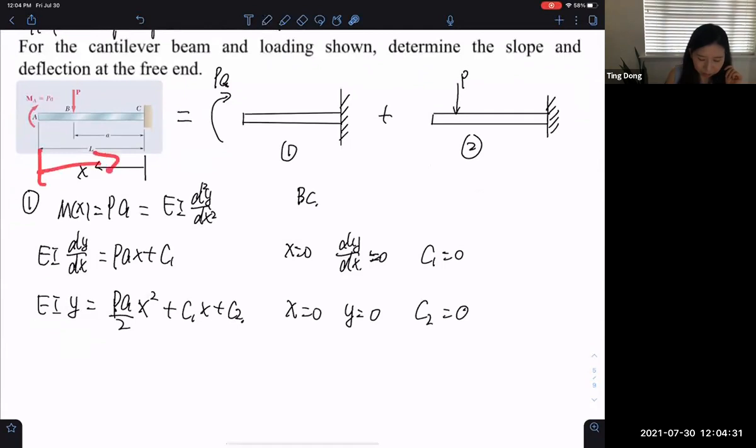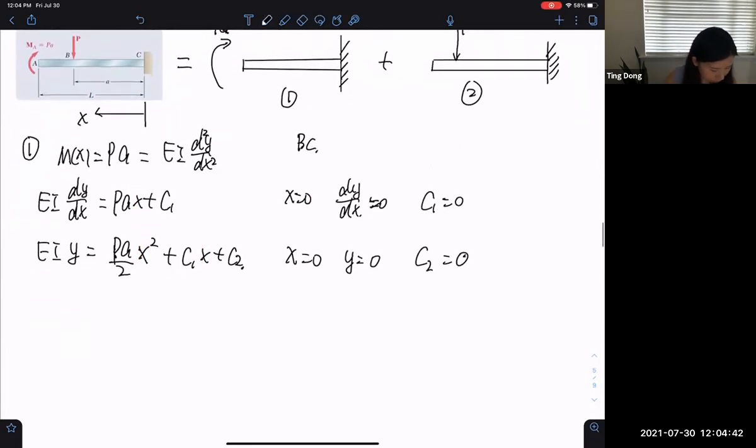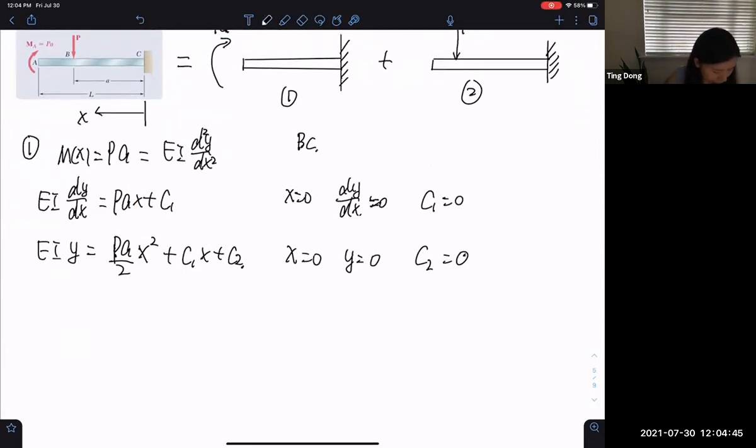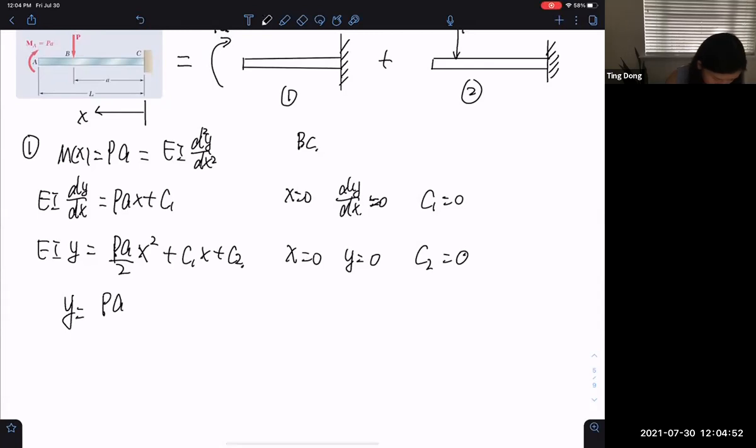Imagine that if you put the x in the other direction, then you would need x equal to L giving slope 0, and x equal to L, y equal to 0. The calculation part would be harder. So don't torture yourself during the exam. So now y, I can write as PAx²/2EI, and theta is equal to PA/EI times x.